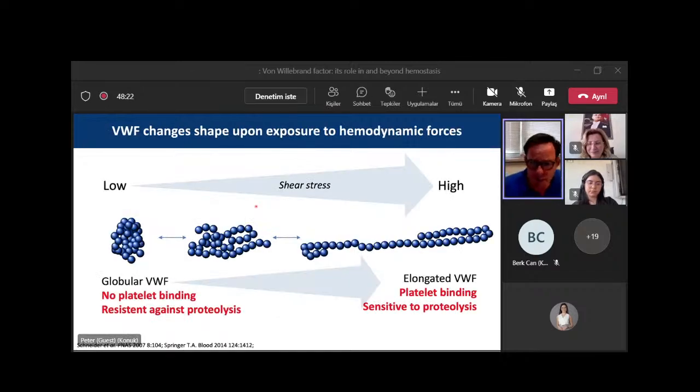So how is this regulated? As I mentioned, in plasma, VWF circulates as a ball in a globular structure, where it is unable to bind to platelets, but where it's also resistant against proteolysis. When there is increased shear stress, your VWF starts to unfold into a long elongated molecule, where you not only have platelet binding, but where you also can get proteolysis.